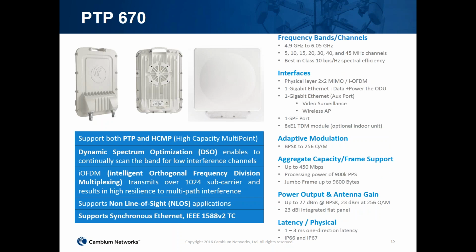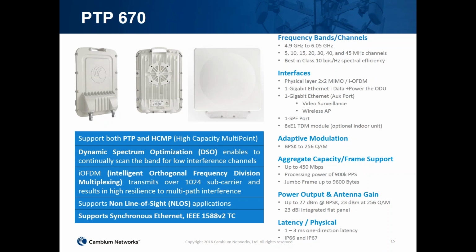So a little bit more in detail with respect to the 670. We have the frequency bandwidth, as I mentioned earlier, from 4.9 to 6.05. We also have channel bandwidth that varies from 5 all the way to 45 megahertz, which we'll get to in the next few slides. We have the best-in-class spectral efficiency of 10 bits per hertz. So this means you always get the maximum bang for your buck with respect to whatever channel size you have.